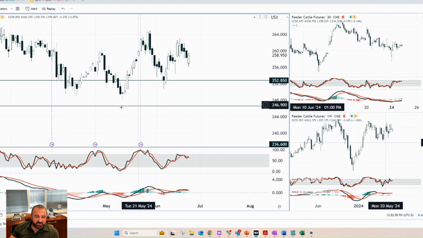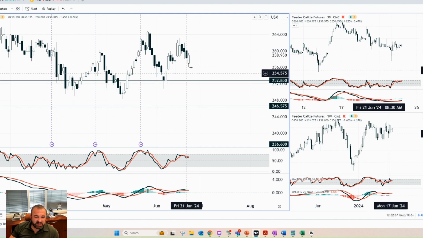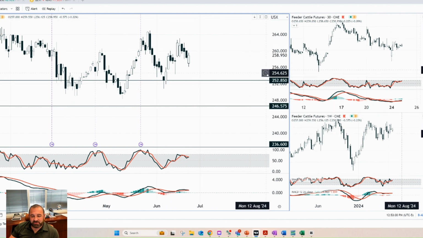Feeder cattle, pretty directionless here. You can kind of make a case for this being a little bit of a trend, maybe call it a triangle pattern. It's not enough for me to get too excited about anything here. I think it's a really difficult market to read. Certainly our system puts it 50-50 right now, so it sure doesn't have a great read on it either.